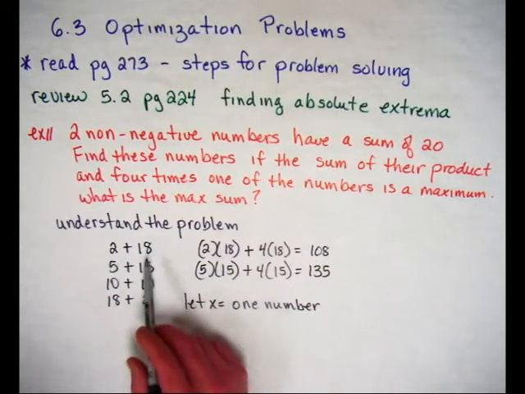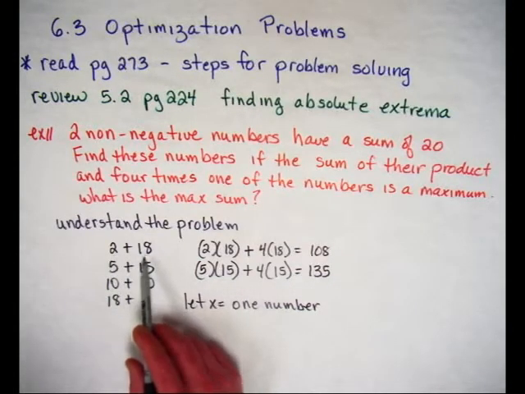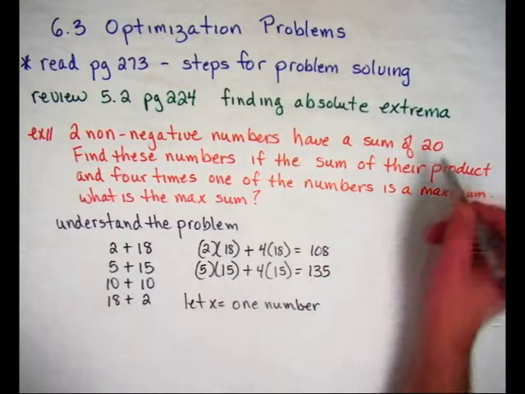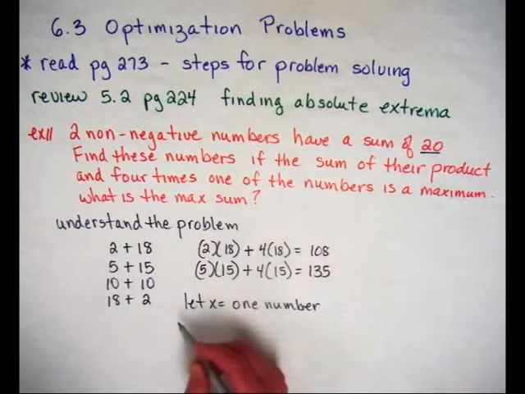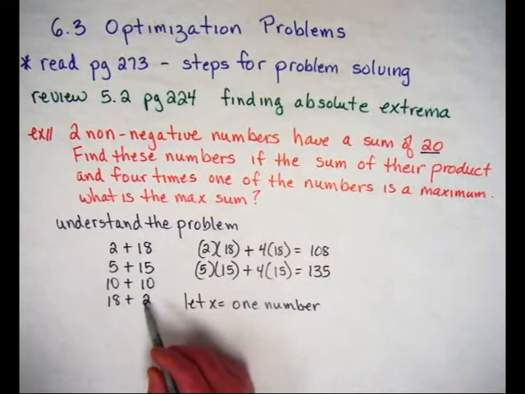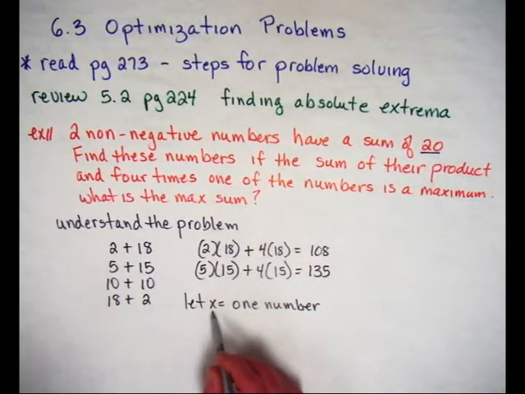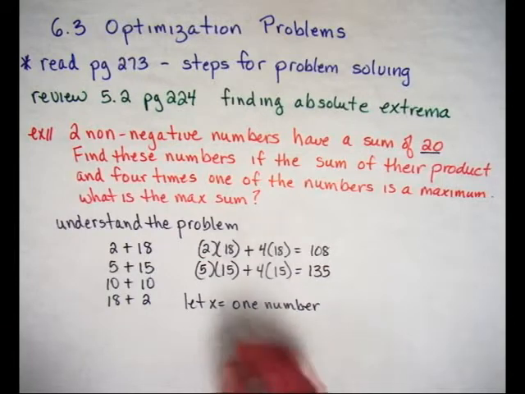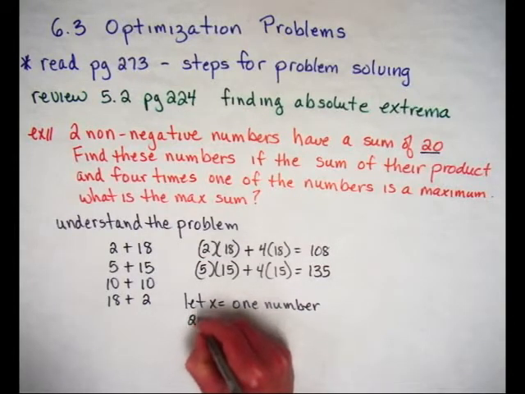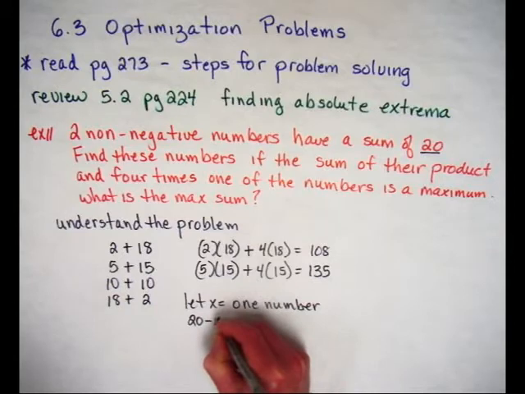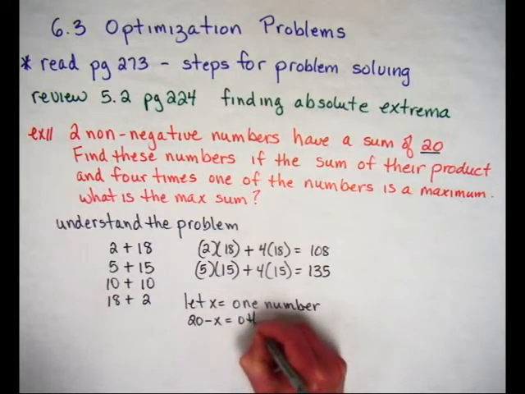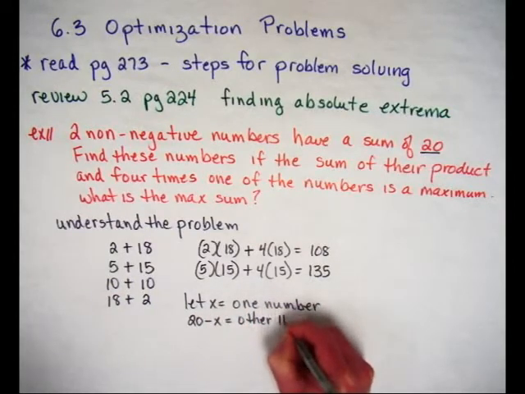Now the other number, when I picked 2, my 18 was determined for me, and it was determined by the fact that the numbers had to have a sum of 20. So I say, okay, if my first number was x, what would my other number be? Well, if one number is x, the other number would be 20 subtract x.